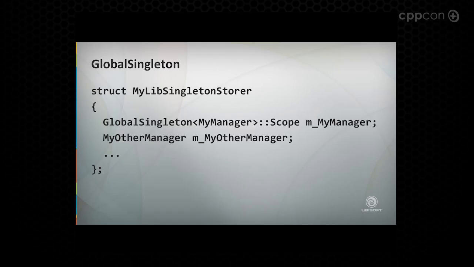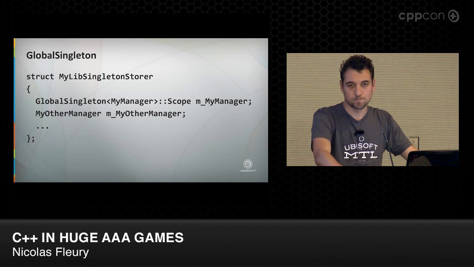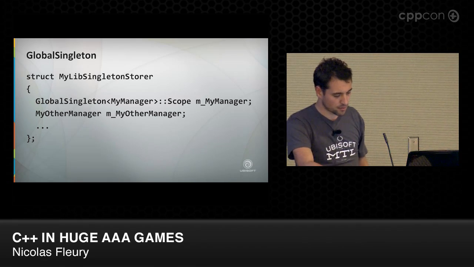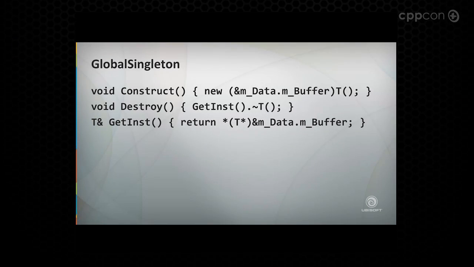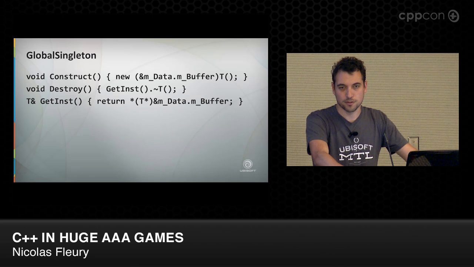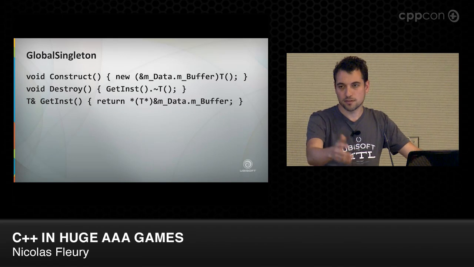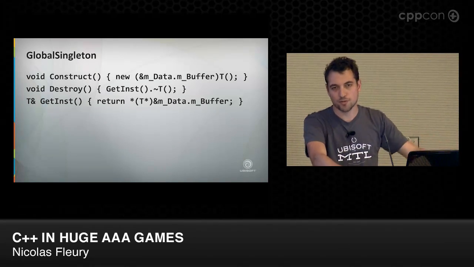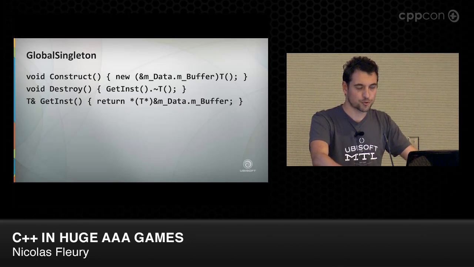Another solution we propose that is available in our engine is a class called GlobalSingleton. What it's doing is that it has a static buffer that has the same size and the same alignment as the type you are passing. And in the scope nested class under the hood, the constructor will make a placement new inside the buffer, and the destructor will do the opposite, call the destructor. So then getting the instance is just casting the address of the buffer as a pointer to the singleton type. So in the end, you get a singleton that has the same performance as a global object, but with controlled construction and destruction.